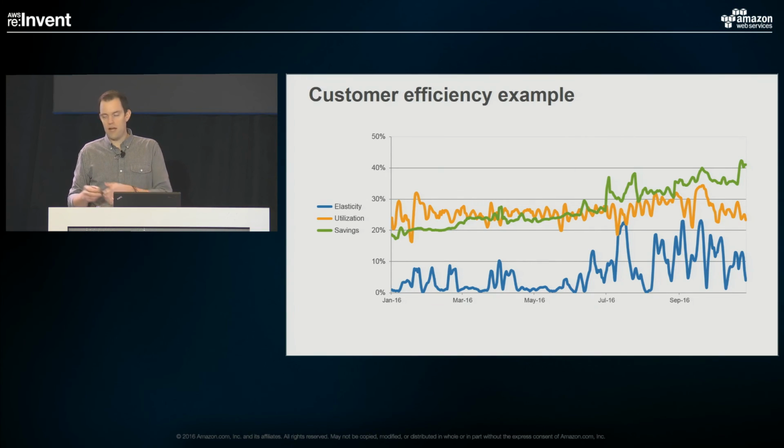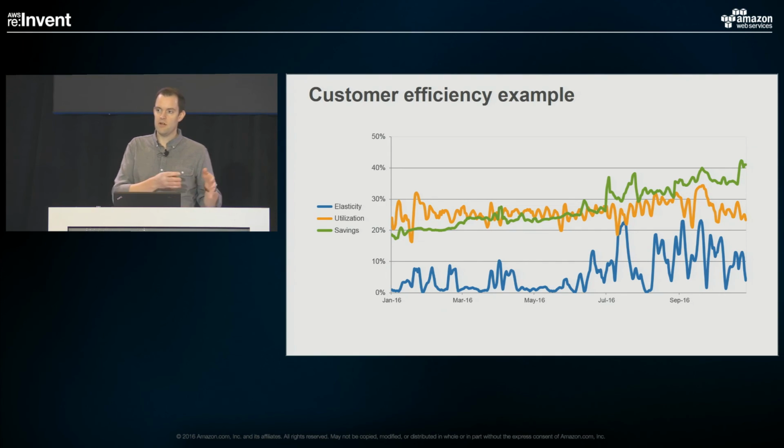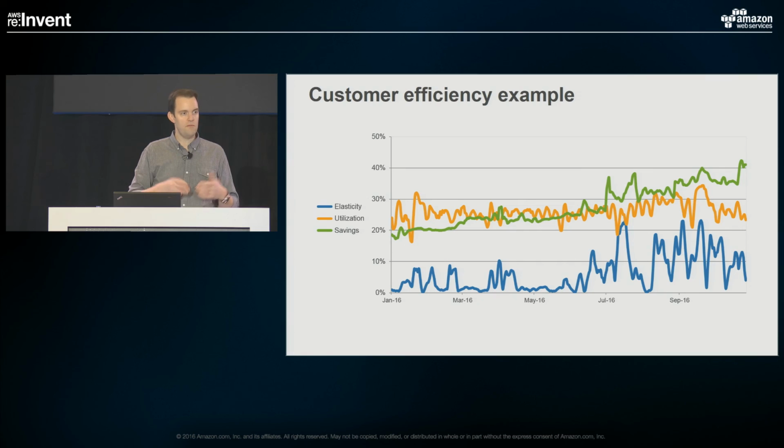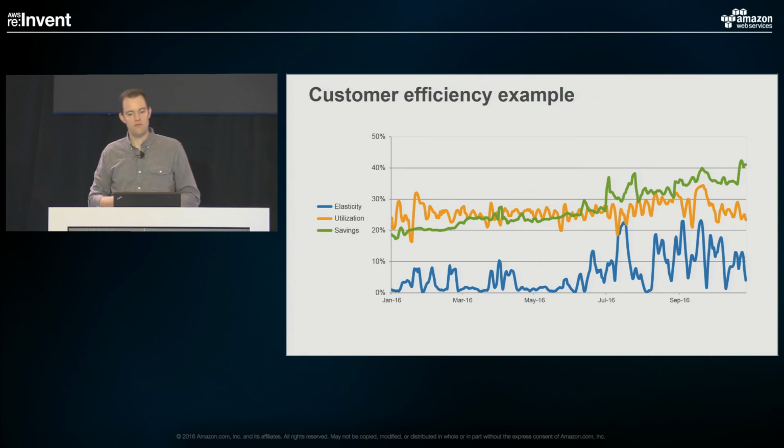So I brought this picture only to illustrate that they didn't focus on doing utilization work. They focused on elasticity, and they focused on the savings rate. For them, this painted a much better picture of what their efficiency looked like, and definitely helped guide their efforts as they were going through. Now, you can imagine this is something you could look at across all of your instances, across all of your compute, per team, per application, what have you.